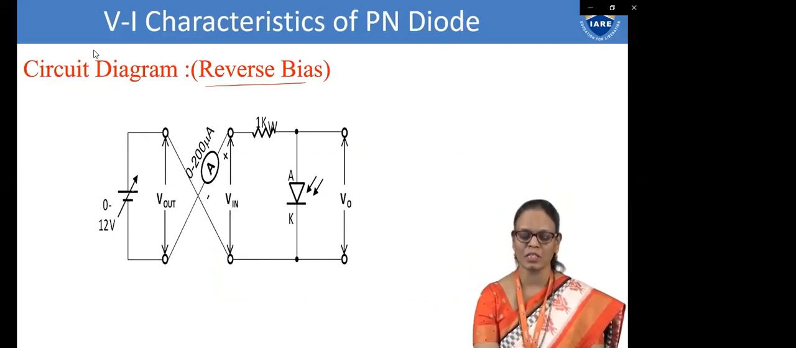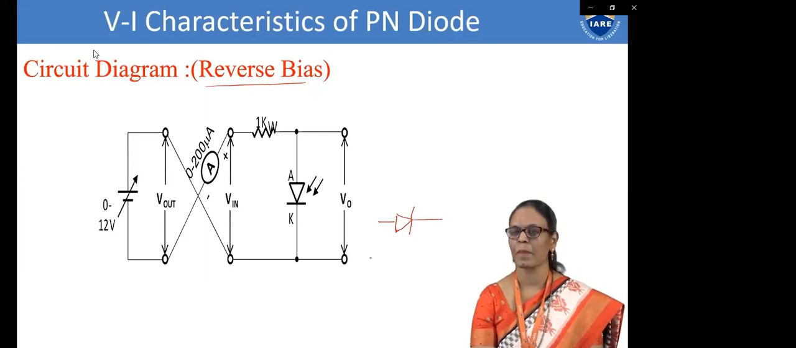Now this is the variable supply, as I told you, 0 to 12 volt. The arrow denotes that it can be varied. So we are using a potentiometer to vary the supply, and the output from this supply is given as input to this circuit. We have a photodiode. The symbol of the photodiode is like this. Light comes and falls onto the photodiode, then you have the current. As more and more light falls on it, the current increases. So that is what we are going to study.